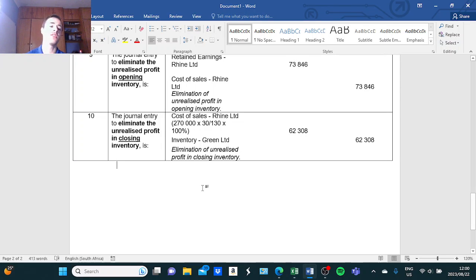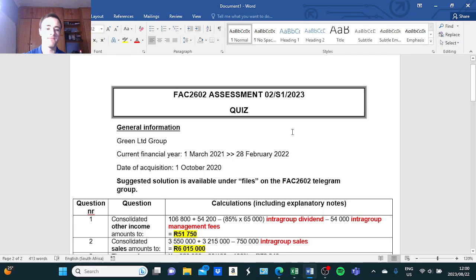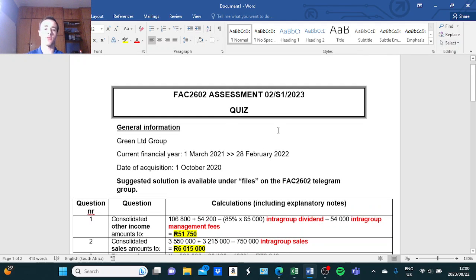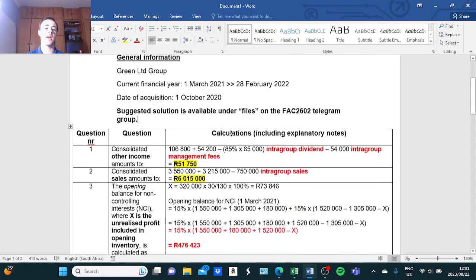As I've said, there were only 10 multiple choice questions in assessment 2 for semester 1. So I hope that this will assist you to a large extent in preparing for assessment 2 for semester 2, that at this stage should take place on the 12th of September 2023 at 6 p.m.